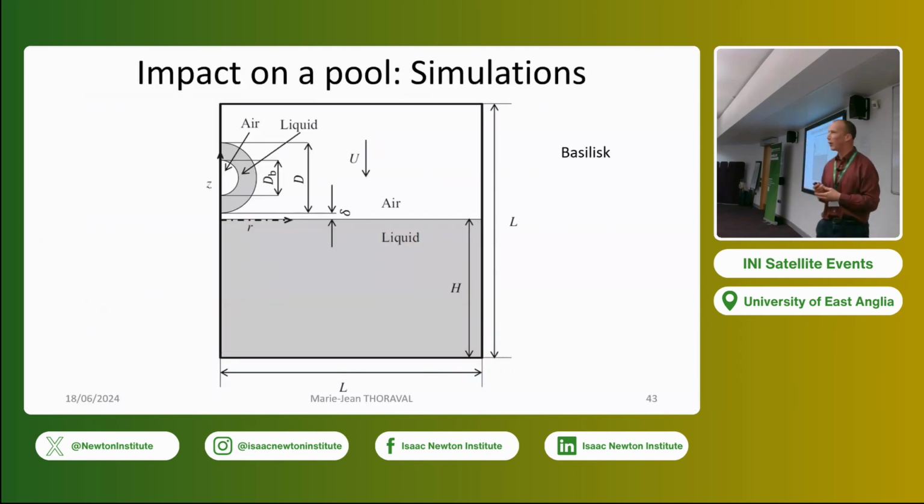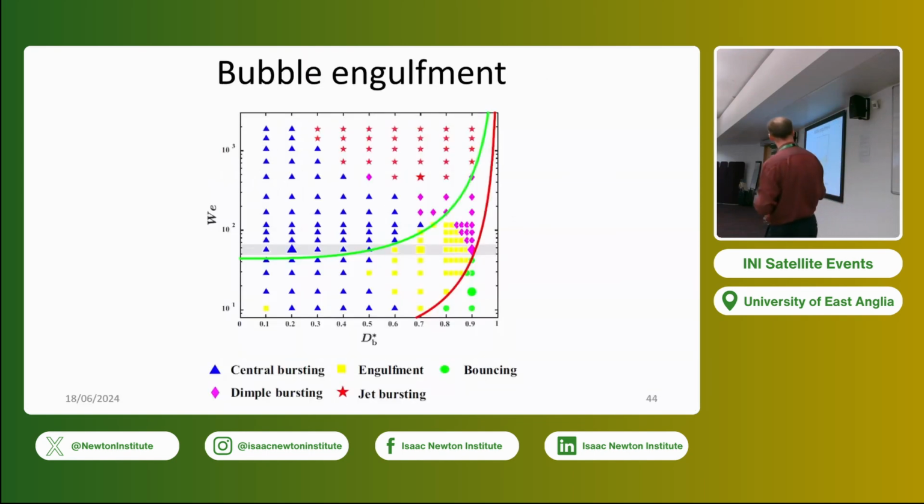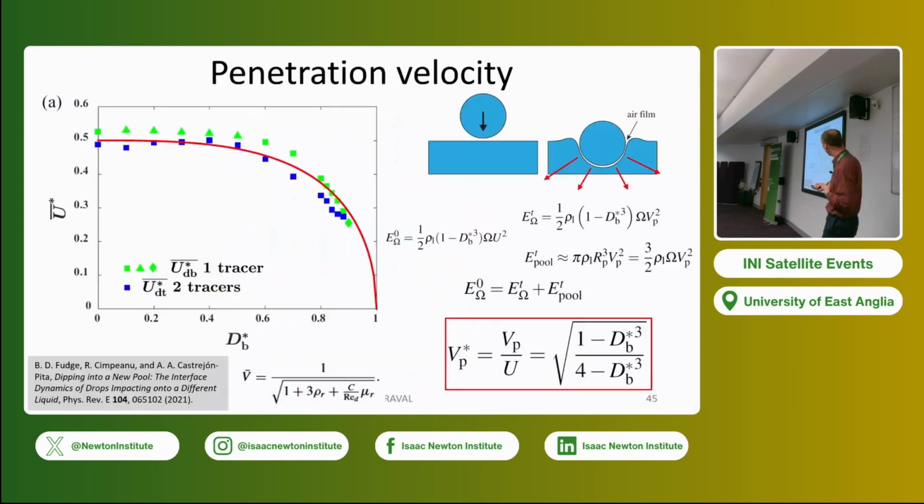It was difficult to go further with the experiment, so we turned again to simulations. We can do this, again, with Basilisk, and we can systematically change the impact velocity and the size of the bubble. We focus here on the engulfment, and as in the experiments, we see that at lower impact velocity we can get bouncing of the drop with the bubble. Above a certain velocity, we get a regime where there is engulfment: the bubble will go into the pool. Finally, at higher impact velocity, you get bursting. And we try to understand this transition.